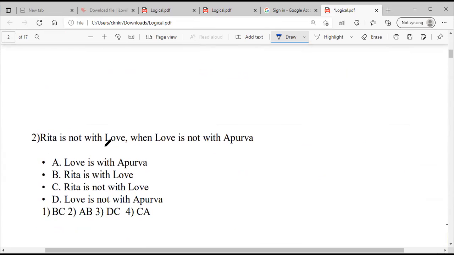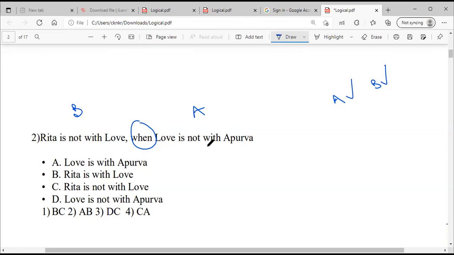Rita is not with love when love is not with Apurva. This is my if. This is A, this is B. What is A? Love is not with Apurva is A. What is B? Rita is not with love is B, right? Now you have to make cases. Case number one, when A happens, B happens.